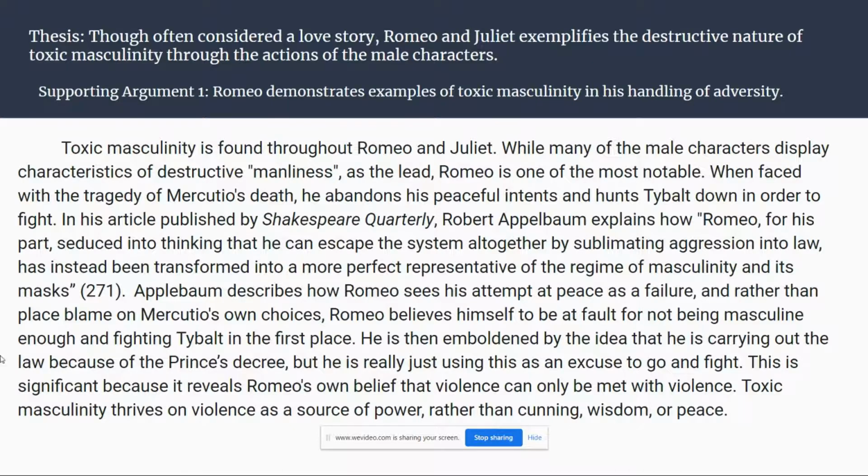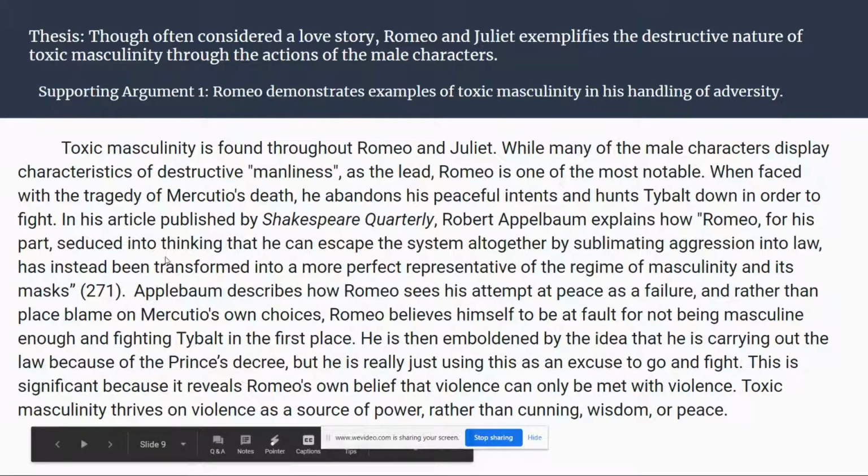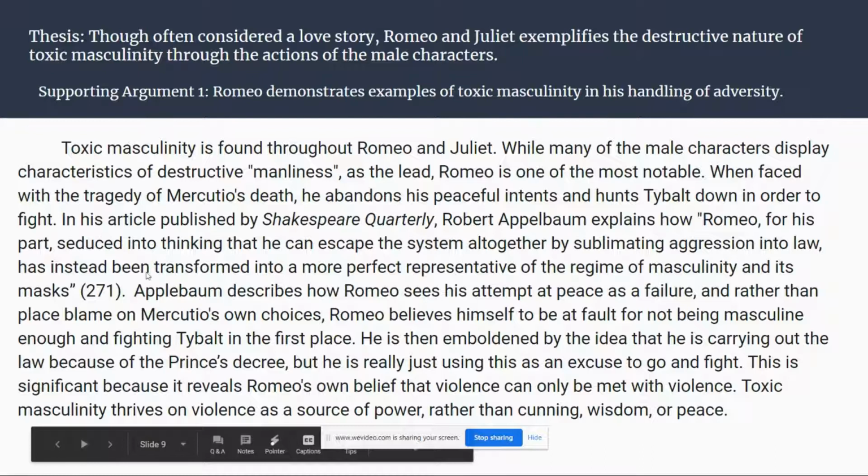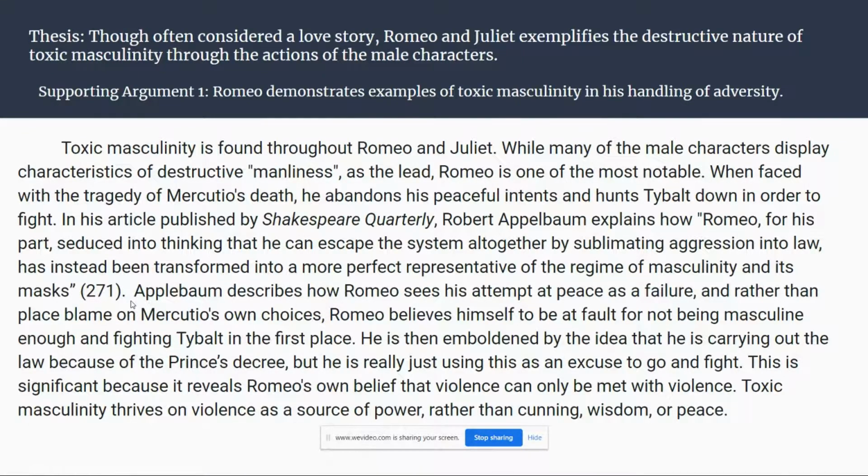Okay, so we have the evidence. We have kind of a complicated quote. It's a little wordy. And this is where we're going to actually tie that in. We're going to explain why Applebaum's quote actually supports not just the supporting argument, but also the thesis. And so again, here's a little slash. Now we're on to the tie-in.